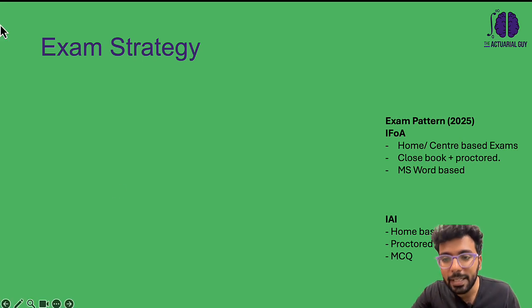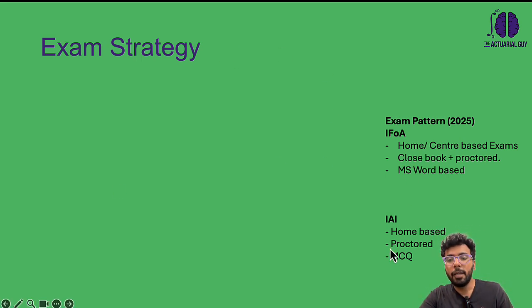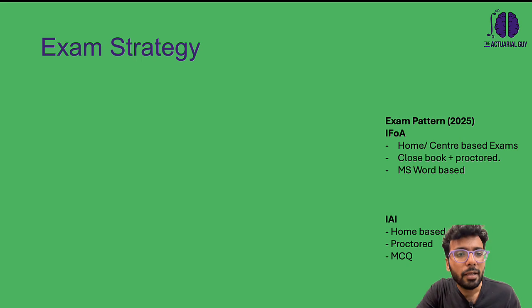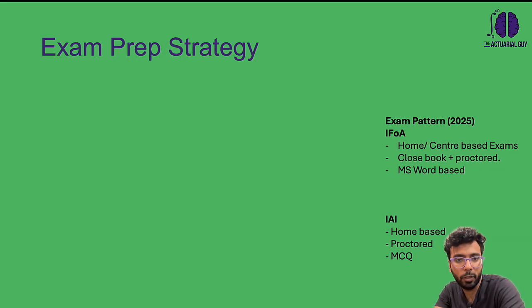In terms of the passing criteria, in II, you need to score at least 65% marks on the exam in order to pass. IFOA's passing criteria is not fixed. It differs from attempt to attempt, but typically the pass mark is 60. So if you score 60%, you pass. Now let's discuss what your preparation strategy should be.